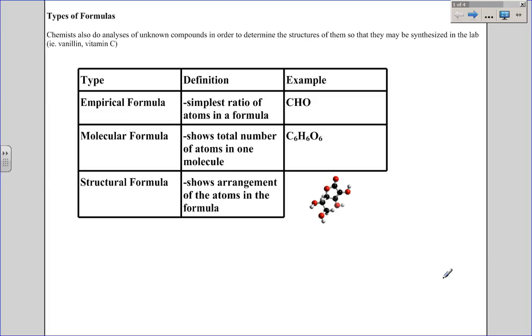Many chemists spend a lot of their time trying to synthesize or make compounds in the lab. A lot of the compounds that are synthesized are ones that are found in nature. So, for example, vitamin C or vanillin, which is the component of vanilla that gives vanilla its flavor. These are synthesized in the lab, but in order for us to synthesize them in the lab, we need to first know what their structure is.